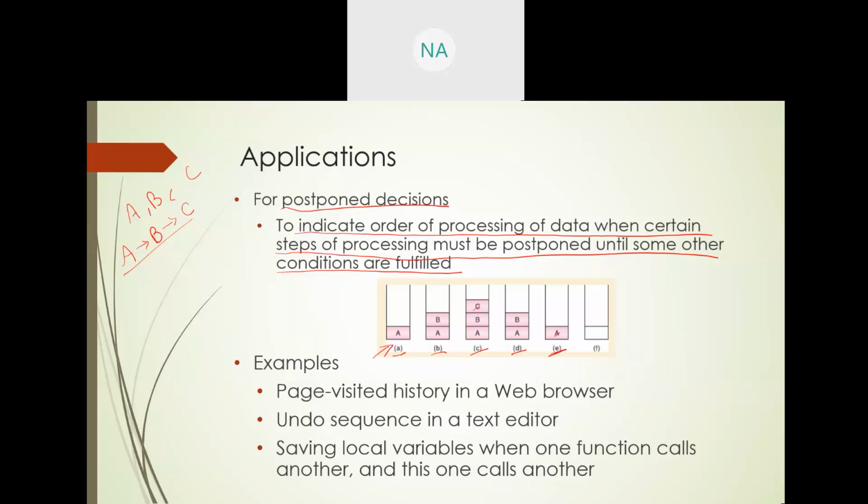So a stack can be used to store the order of processing where postponed decisions are required, when one action or event must wait for some other action or event to complete. Some practical examples: page visited history in a web browser. To store the history of a web browser, stacks are used. Why? Because when you view the page visited history, which page address is shown first?